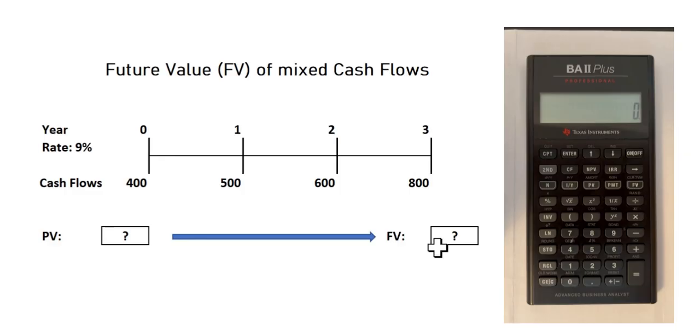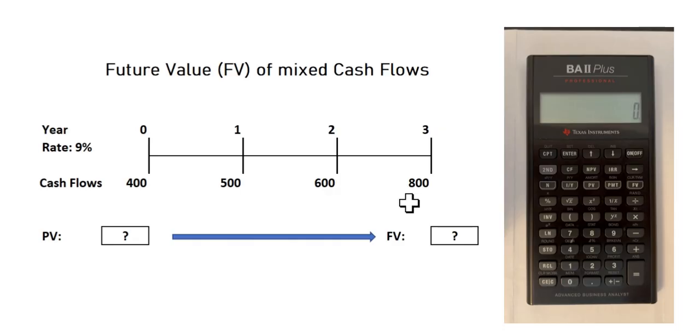Now, if we wanted, we could take the future value of 400 and add it to the future value of 500, 600 and 800. The 400 would be compounded over 1, 2, 3 periods, the 500 would be compounded over 1, 2 periods, and the 600 would be compounded over 1 period. But let's do it all in 2 steps.